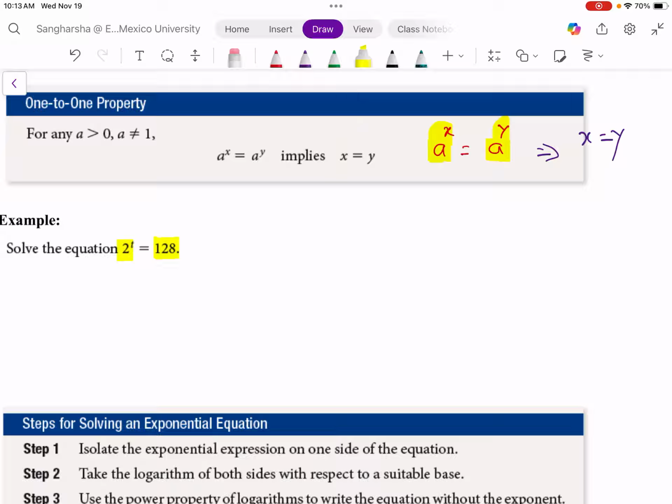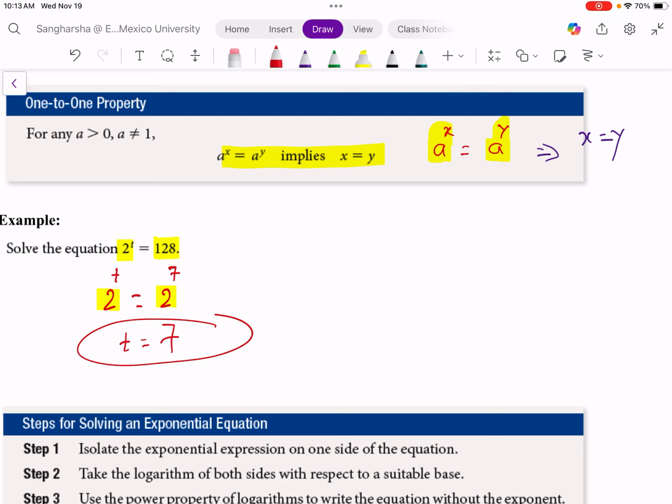Okay, so we have 2 to the power t as it is, and 128 is 2 to the power 7. Now, we have exactly the same base on both sides. Now, using this property, what is our t? Can you tell us what t equals? It's 7. This is our answer. So t equals 7 is the solution.